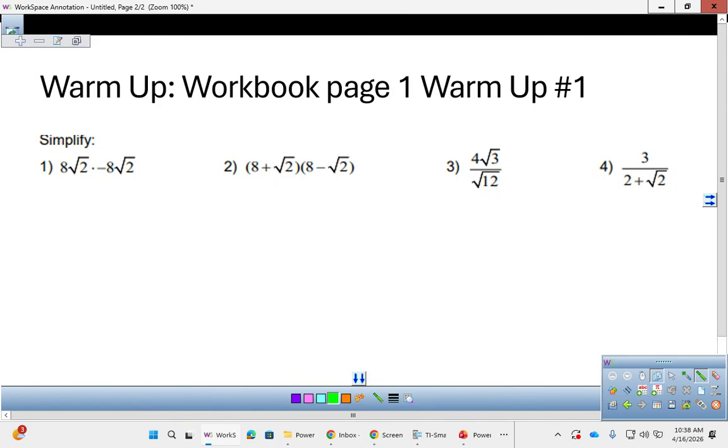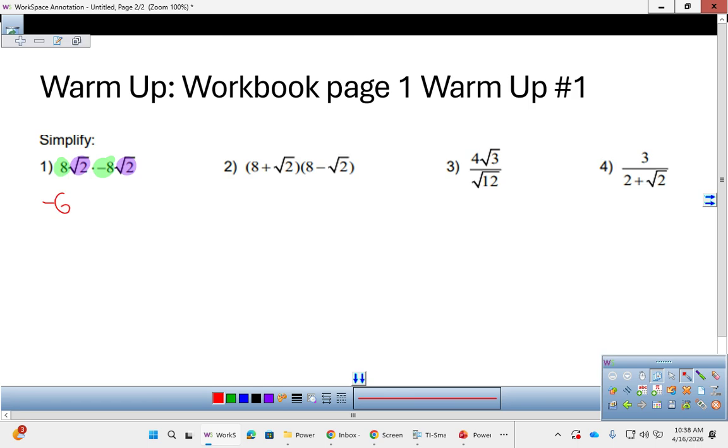So yesterday we talked about simplifying radicals. If you are simplifying radicals, you want to combine like terms first. So I want to combine like these. They're called coefficients because they're in front. And then I'm going to combine the other like terms, which are these. I'm going to do that with multiplication since there's a dot in the middle. So I'll do 8 times negative 8.